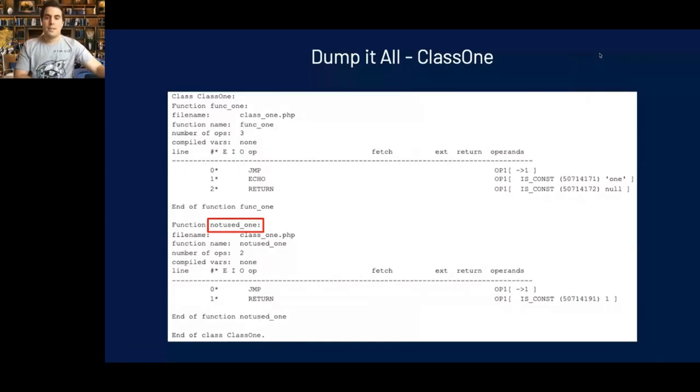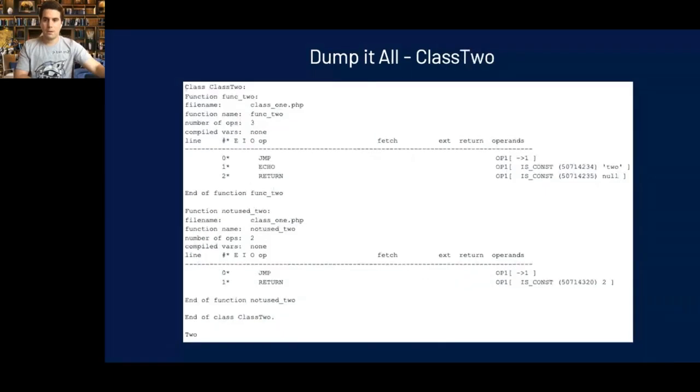So after I tapped into the class table and function table, my modified VLD would then dump unused functions and unused classes. So as you can see, the not used one was dumped here, along with func1. And also, you can see that class 2 in its entirety was dumped. We can see func2, not used 2.